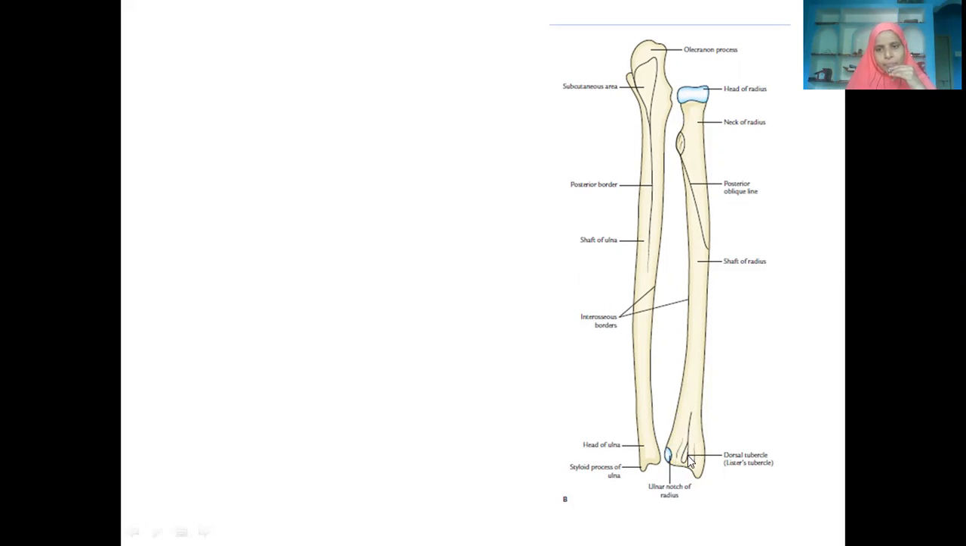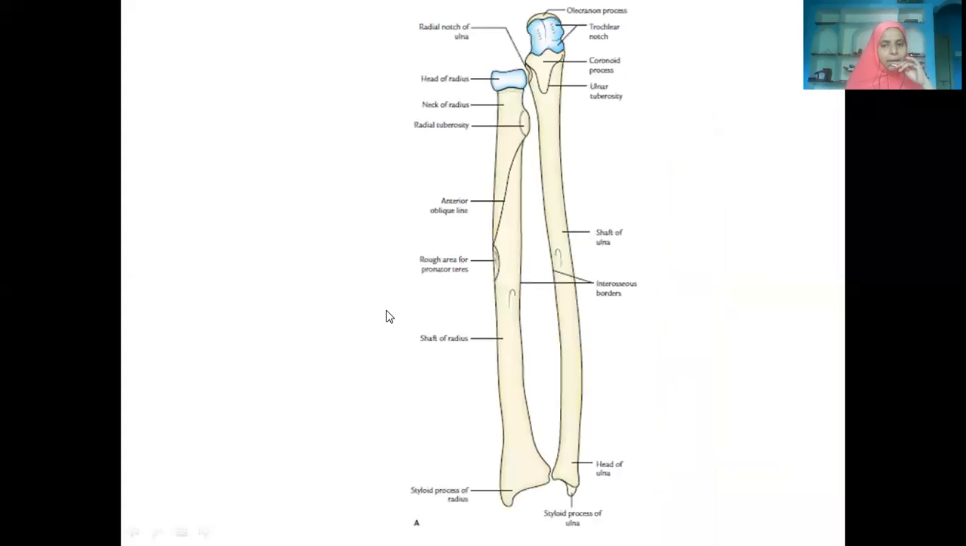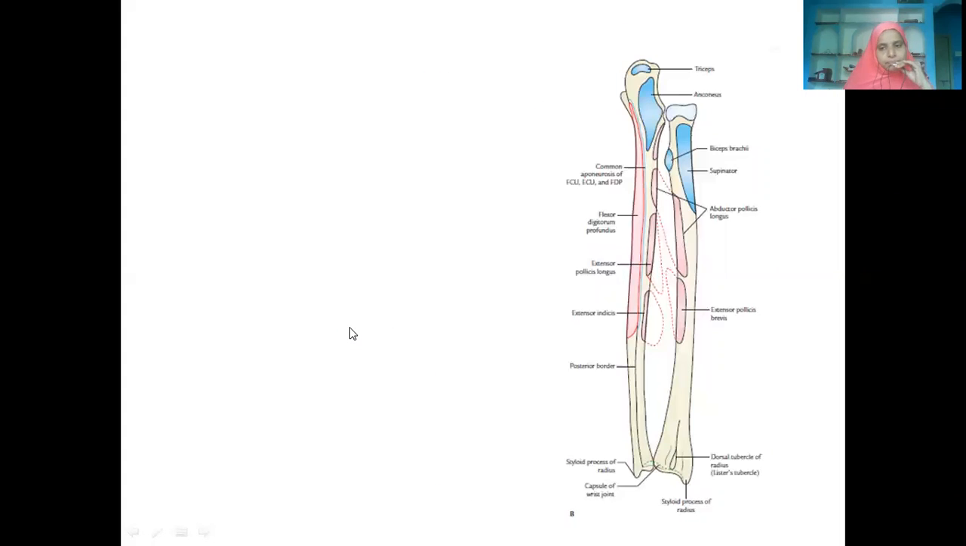Now you will see there is one elevation on the posterior aspect of the lower end of the radius. You call it Lister's tubercle or dorsal tubercle. And then you will find so many depressions or grooves through which the long extensor tendons will be passing. Suppose this is the lower end of the radius. You can see certain extensor tendons are there. So these tendons will be passing through the posterior aspect to get inserted. So that is the lower end of the radius.